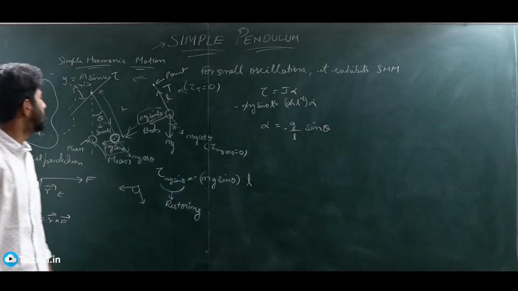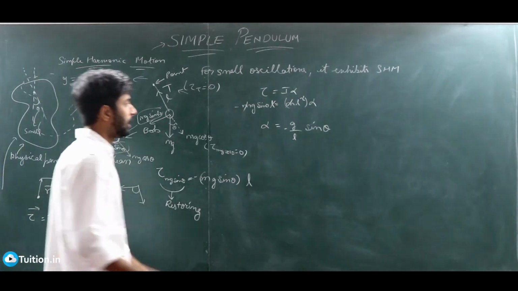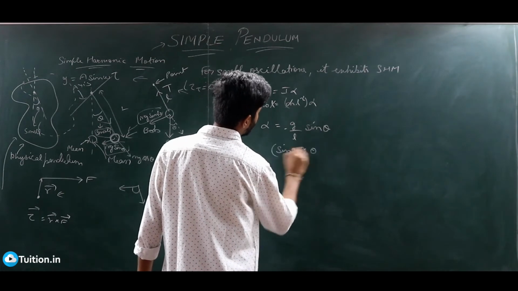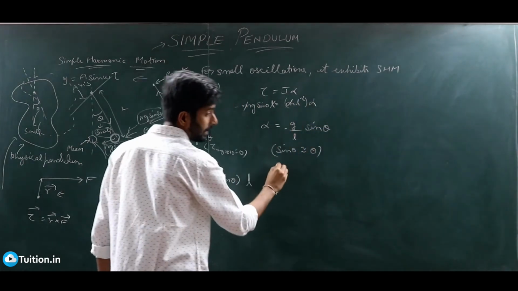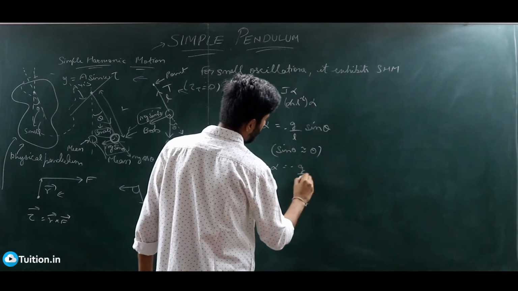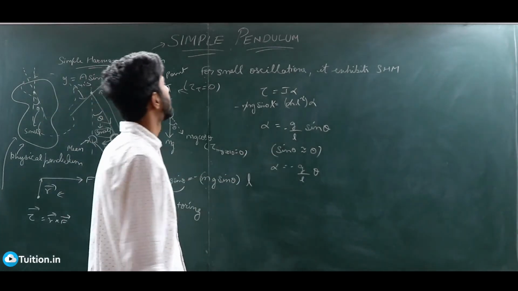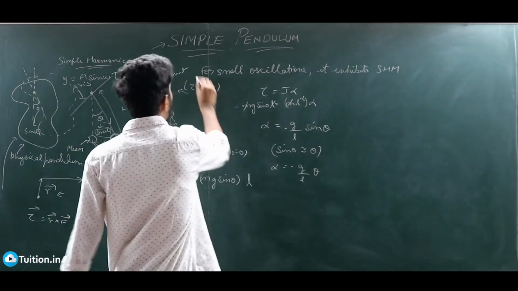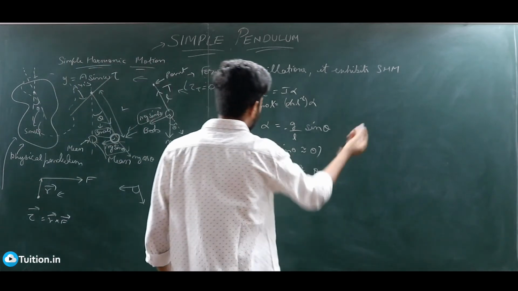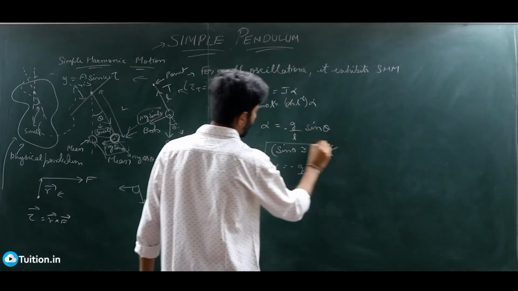But as I told you, your theta is very, very small, right? You're pulling the bob by a very, very small angle. So for very, very small angles, your sin theta approximately becomes equal to theta. So I can replace the sin theta with theta, and what I can write is alpha is equal to minus g by L into theta. Now, this is the exact step because of which this statement holds. For small oscillations, it exhibits SHM, right? So this is the main point here, right?